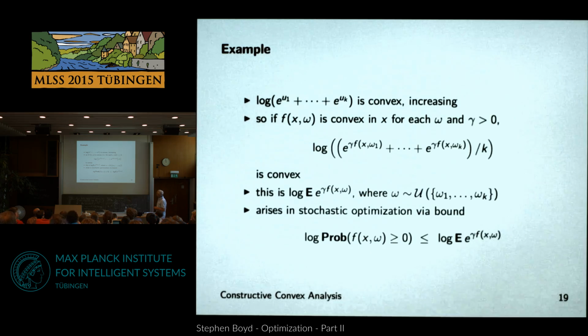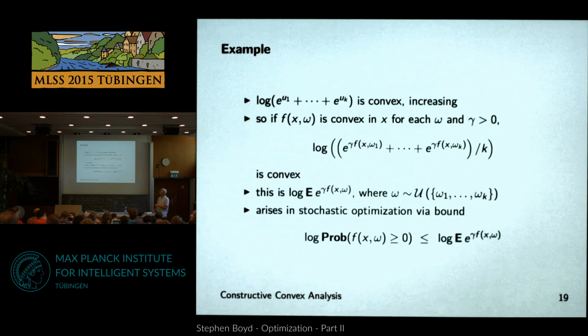And in fact, we're going to start with the case where they're uniform, right? So there's values omega 1 up to omega k, and then probability 1 over k on each of those. So we're going to take that. And now what we're going to do is say, if gamma is positive and these are convex, then each of these is a convex function. And so this is a convex function, and it's increasing in each argument.